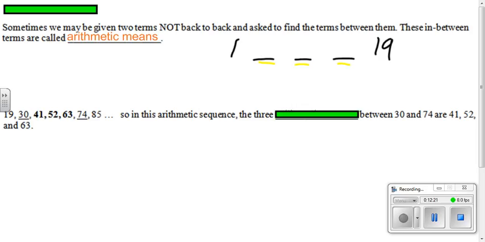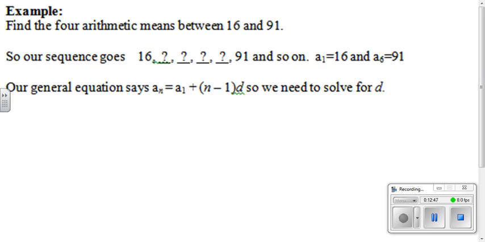So in this arithmetic sequence we're looking at down here, if we've got 19, 30, 41, 52, 63, 74, 85, if we're looking at 30 and 74, we'd say that the 3 arithmetic means in between them are 41, 52, and 63. So if we need to actually find what these arithmetic means are, it'll be helpful to find a formula or an equation for our sequence first.